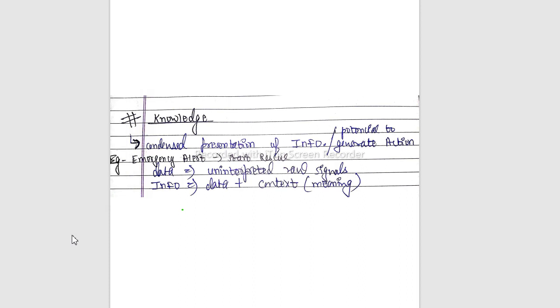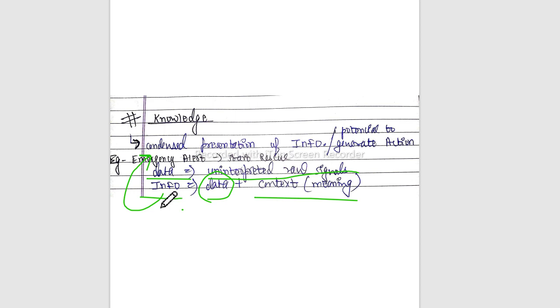So let's see what data is. Data is uninterpreted raw signal. Something which is raw, uninterpreted, and meaningless is known as data. Now, when this data has some context or meaning, then it is called information. So the same data with context and meaning is known as information. Now let's see what knowledge is.